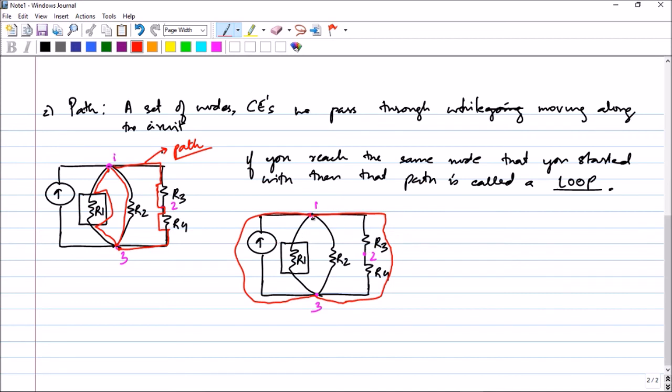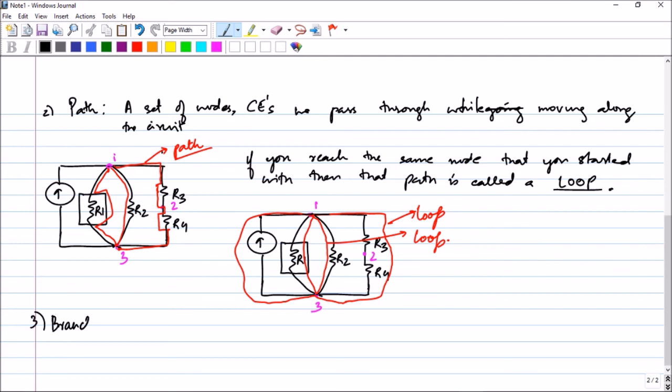Okay. Now let me take this one. I'm going from node 1, I'm reaching node 3, then I'm coming back to node 1. This is also a loop. This is also a loop here. We'll be doing more problems to understand the difference between path and loop. Now let us take the third definition. I just want to finish with these definitions.